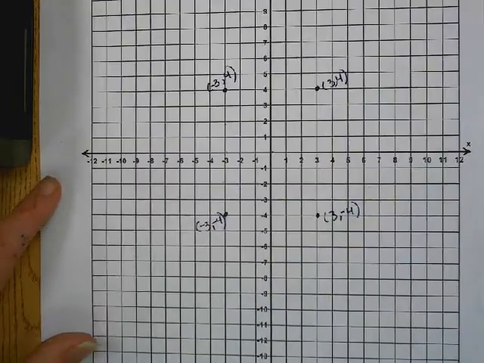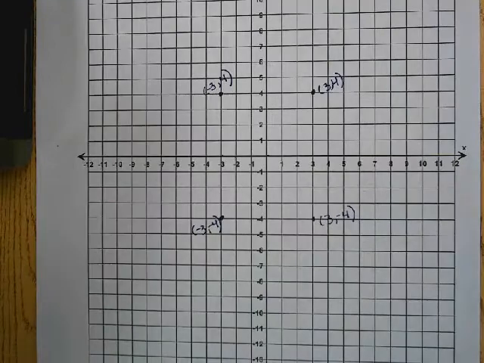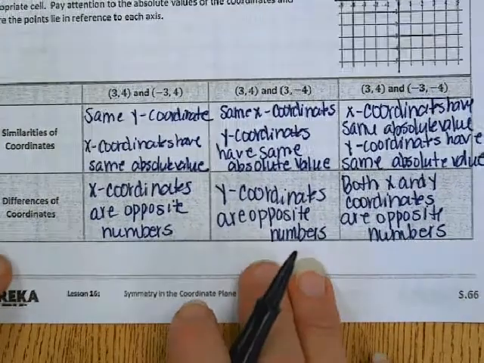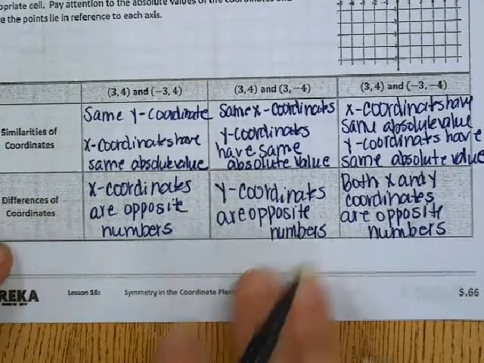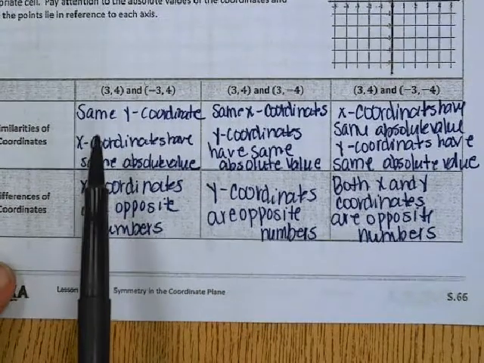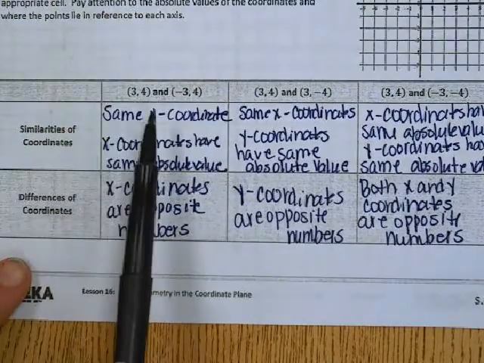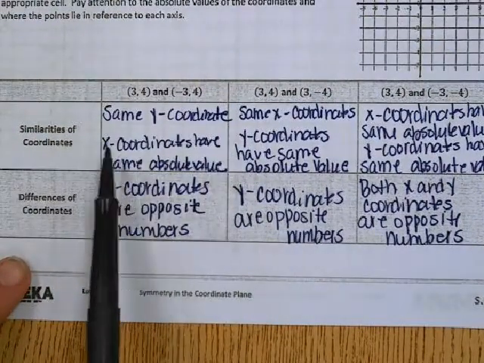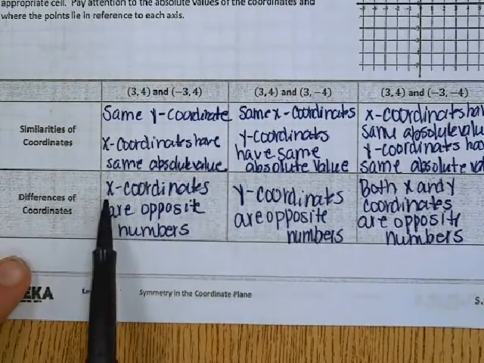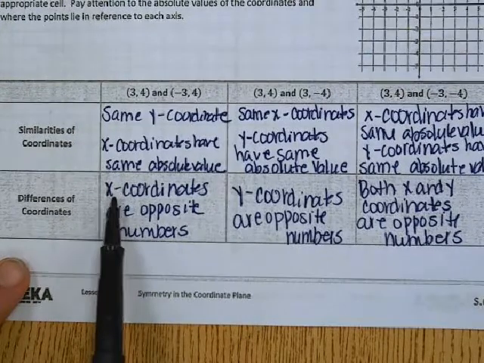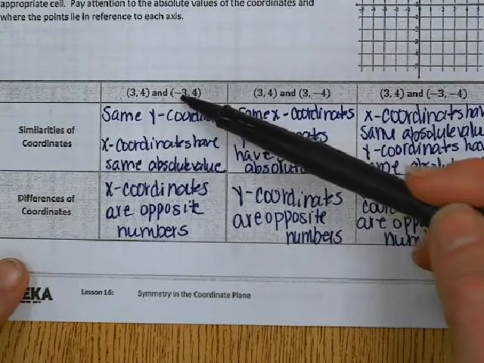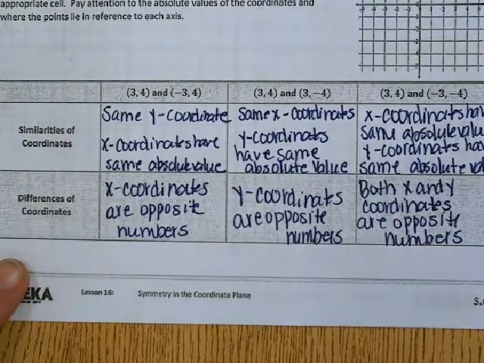So make sure you have your points plotted correctly. Okay, so the first thing it's asking for is the similarities and differences of the coordinates. If I look at 3, 4 and negative 3, 4, I notice that the similarity is they have the same y coordinate, but their x coordinates have the same absolute value. If I look at the differences of the coordinates, the x coordinates are opposite numbers. So just looking at 3, 4 and negative 3, 4, that's what I notice.